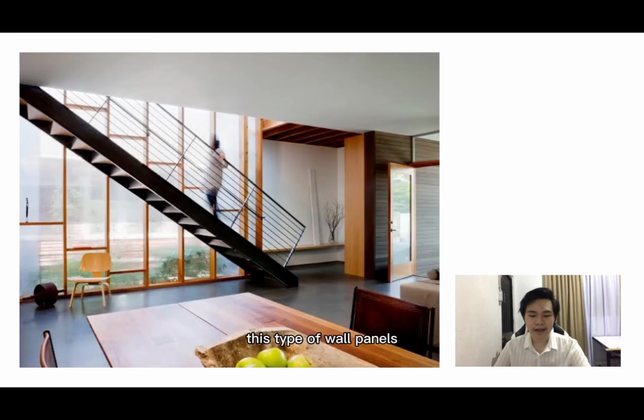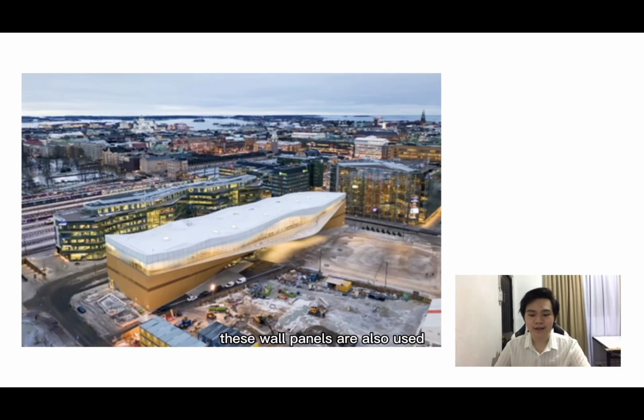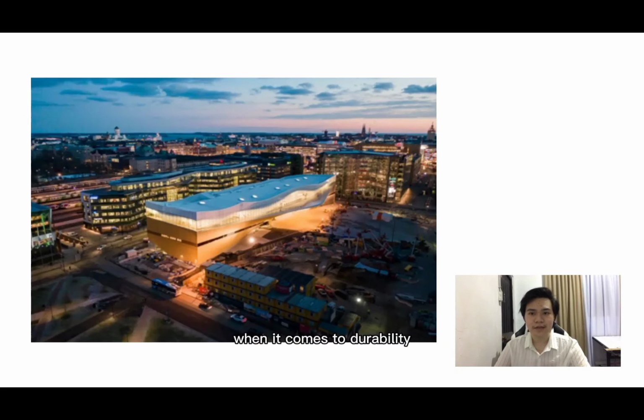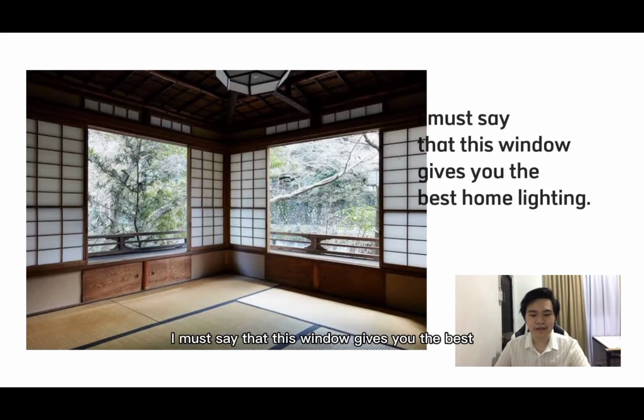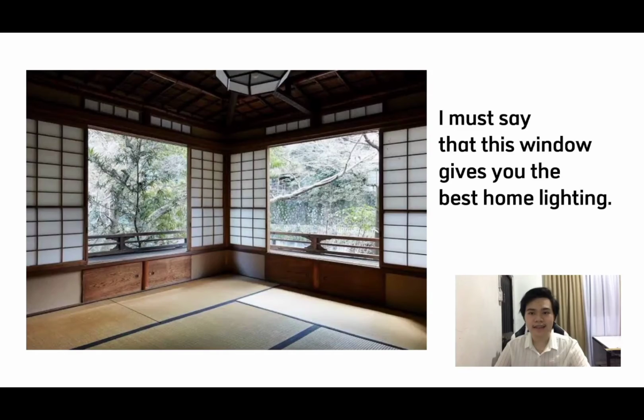This type of wall panel provides a solution to a wide range of industrial structures. These wall panels are also used because they are resistant to leaks, such as air and water, because they have a superior insulation benefit. When it comes to durability, other types of wall panels in the market do not do better than these translucent polycarbonate wall panels. More than that, they are weather tight. I must say that this window gives you the best home lighting.